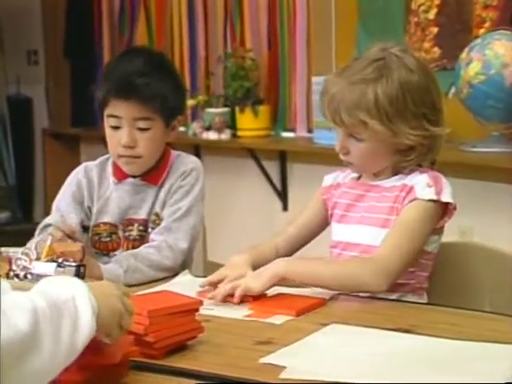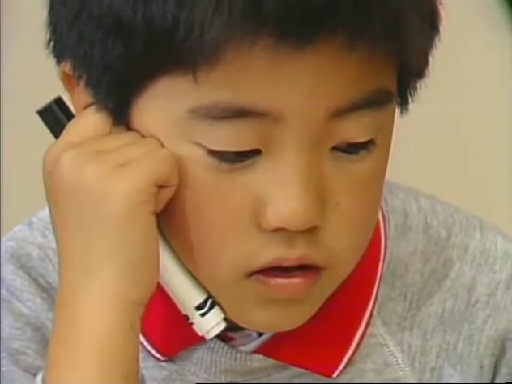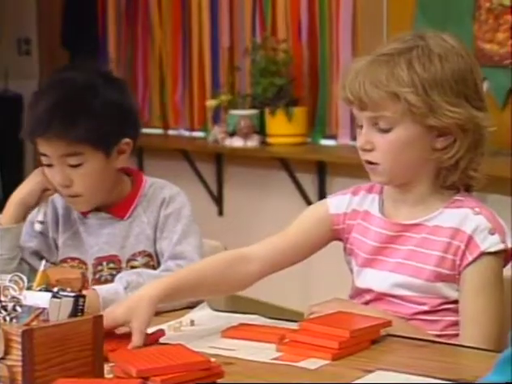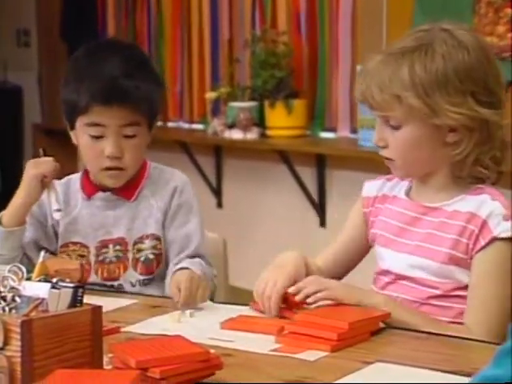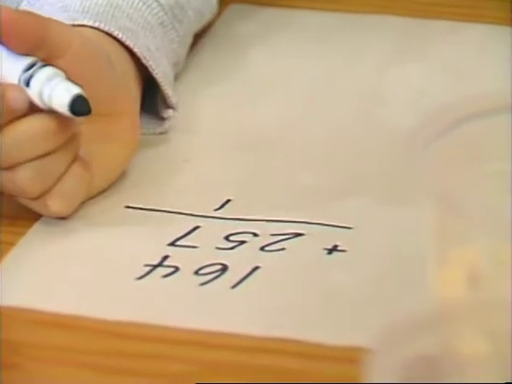Next, Bonnie has the children work on addition problems in pairs. Here, Shannon and Jean add 164 and 257. Shannon uses the blocks, counting and trading, while Jean watches. Jean then records the final answer they agree upon.